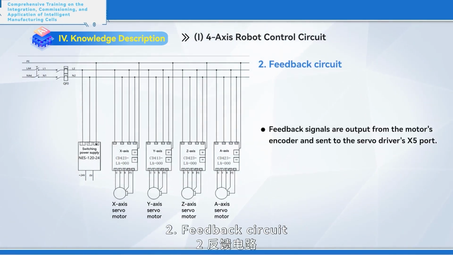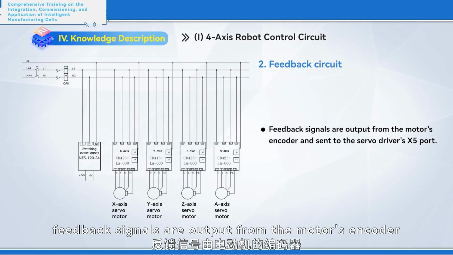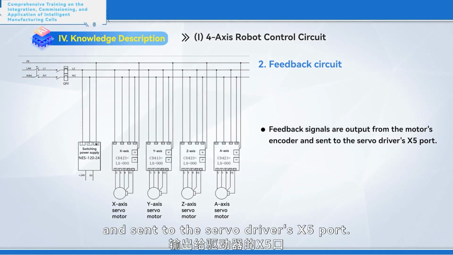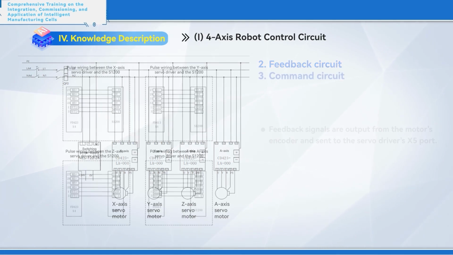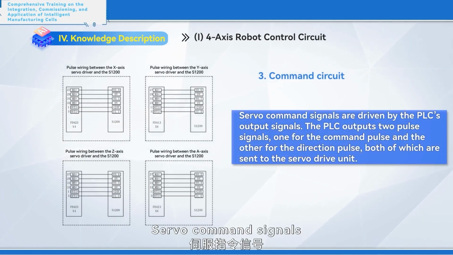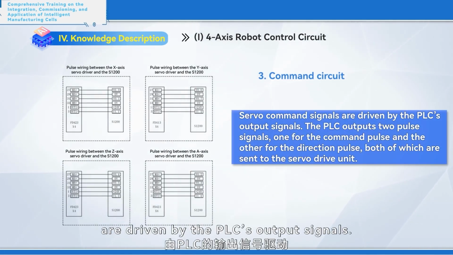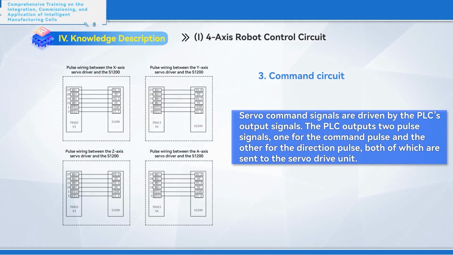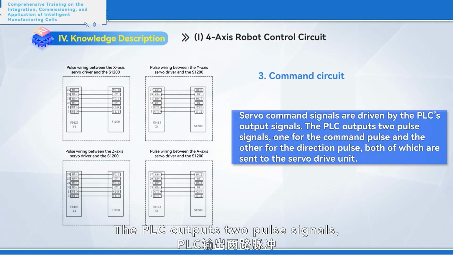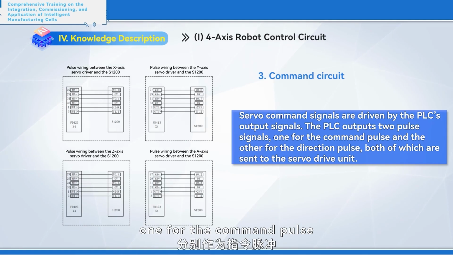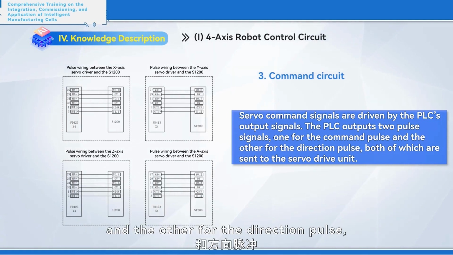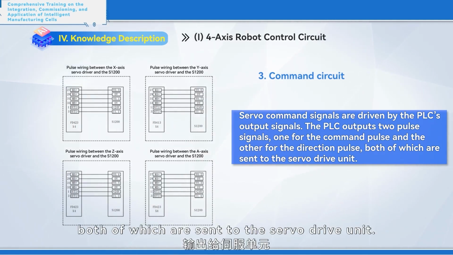2. Feedback circuit. As shown in the diagram, feedback signals are output from the motor's encoder and sent to the servo driver's X5 port. 3. Command circuit. Servo command signals are driven by the PLC's output signals. The PLC outputs two pulse signals, one for the command pulse and the other for the direction pulse, both of which are sent to the servo drive unit.